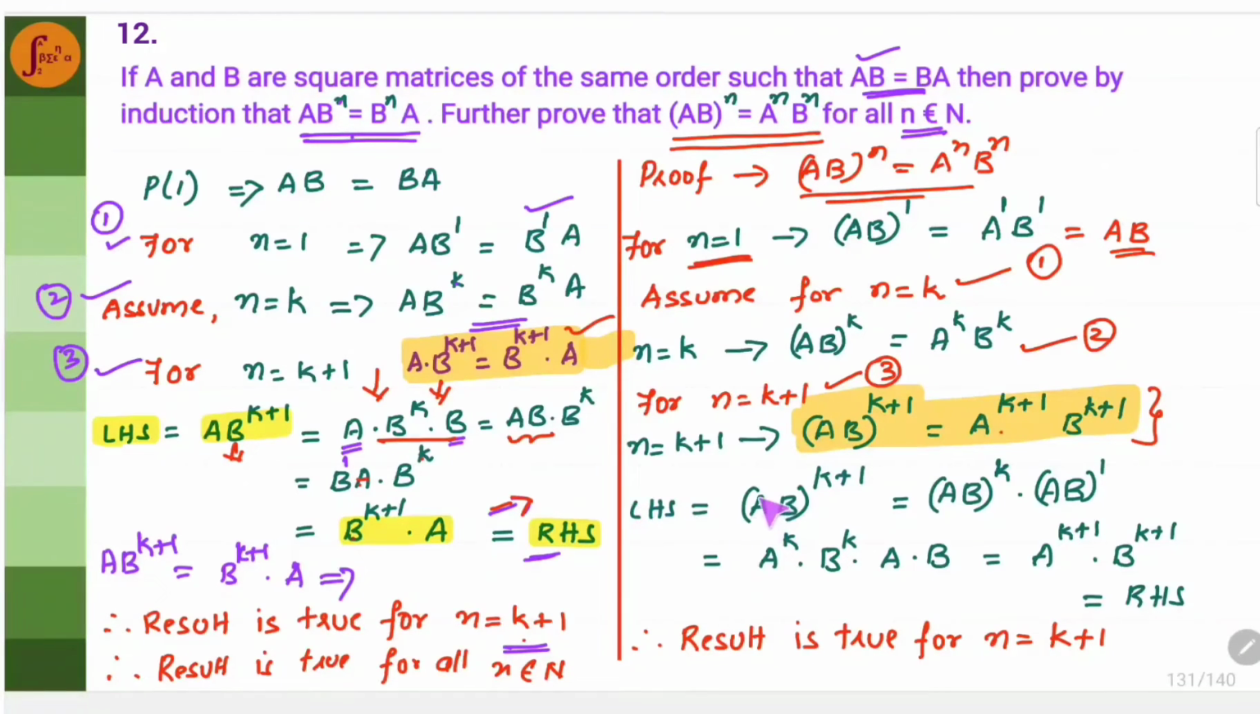Now we take only the LHS. You split it. You write A into B to the power k, A into B to the power 1. So when you split it, we can write it as A to the power k into B to the power k into A into B. Now, A to the power k and A, we can add the powers. It's going to be A to the power k plus 1, B to the power k plus 1. If you notice, this is nothing but the same as RHS. So, since LHS is equal to RHS, result is true for n is equal to k plus 1.